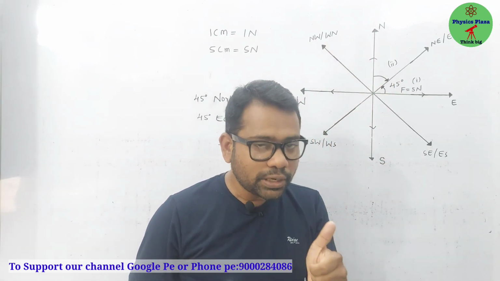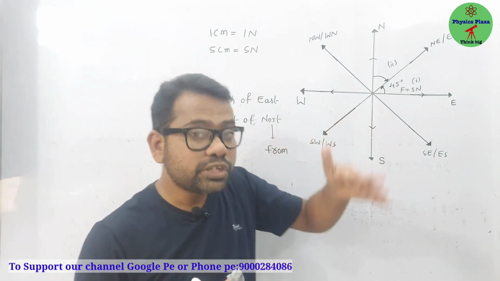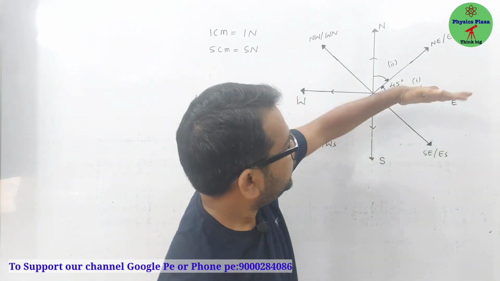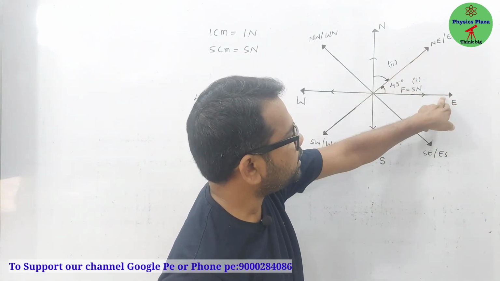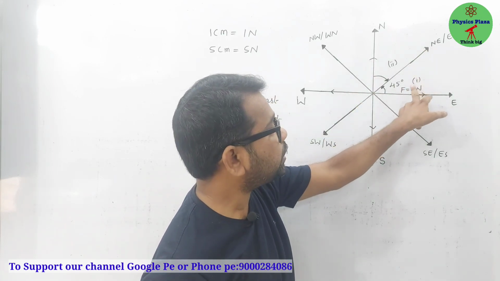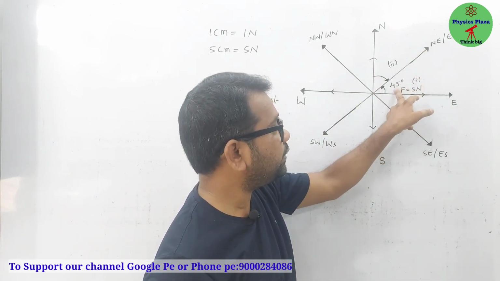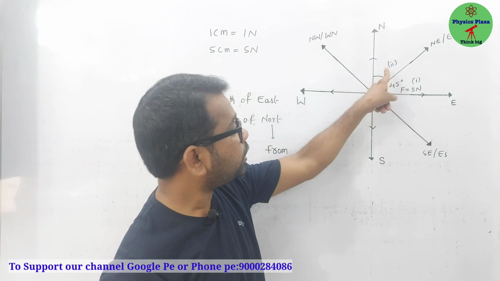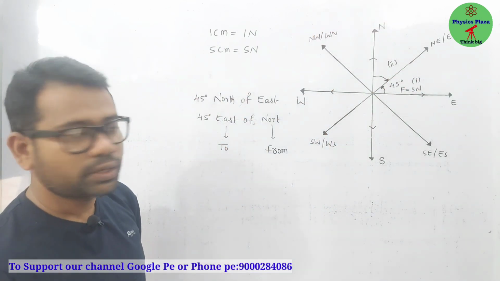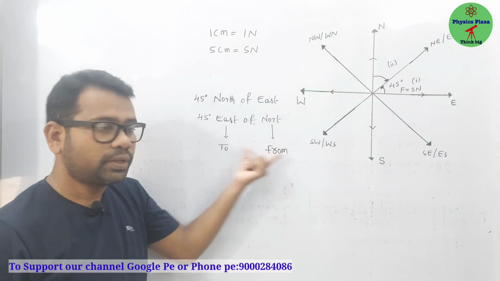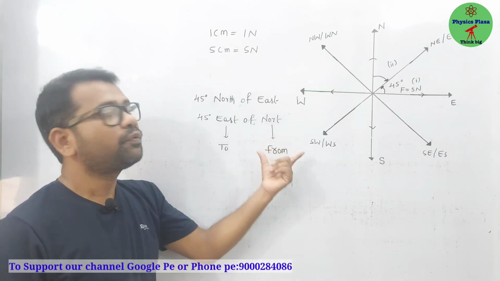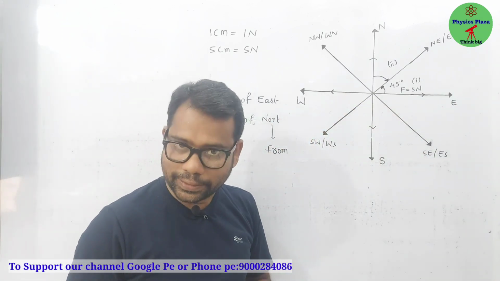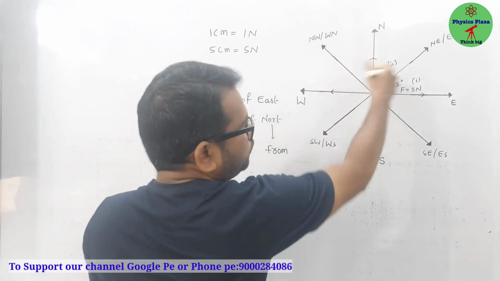Is it clear? Still, I am telling you, first should come the direction in which it is moving. And what should come second? From where that particular vector is coming. So in the first case, moving from east to north, we write 45 degrees north of east. Whereas the second one will be 45 degrees east of north. So, to, from. I repeat once, to, from. If you have this point in your mind, you don't have any confusion at all. Clear? Fine.